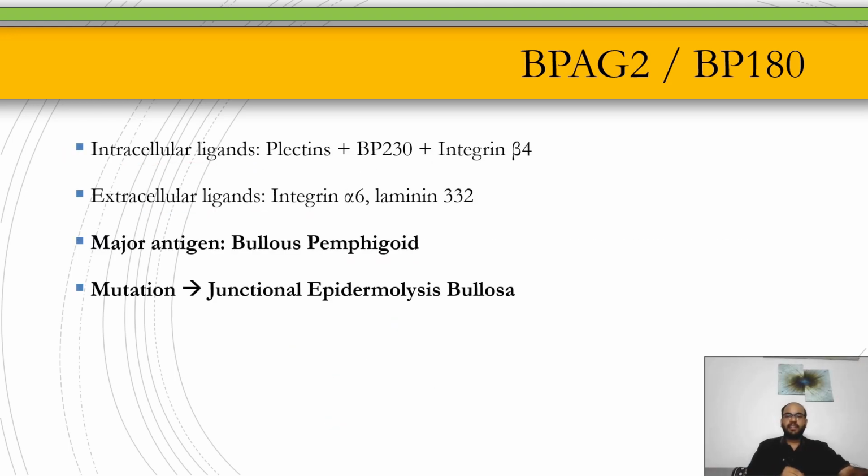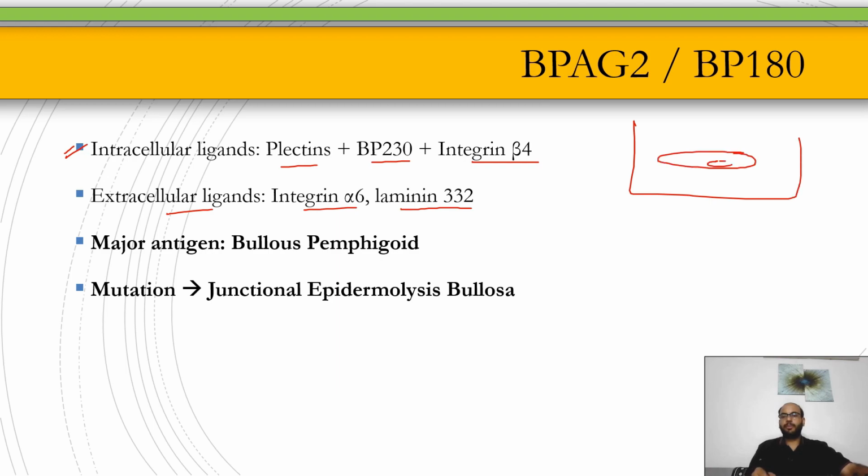So inside the cell, the bullous pemphigoid antigen 2 or BP180 will bind to plectins plus BP230 plus integrin beta 4. Outside the cell it is going to bind to the integrin alpha 6 and laminin 332. So what essentially happens is you have the inner hemidesmosomal plaque. Let me change the color for better understanding. And you have the BP180 and this is going to loop.